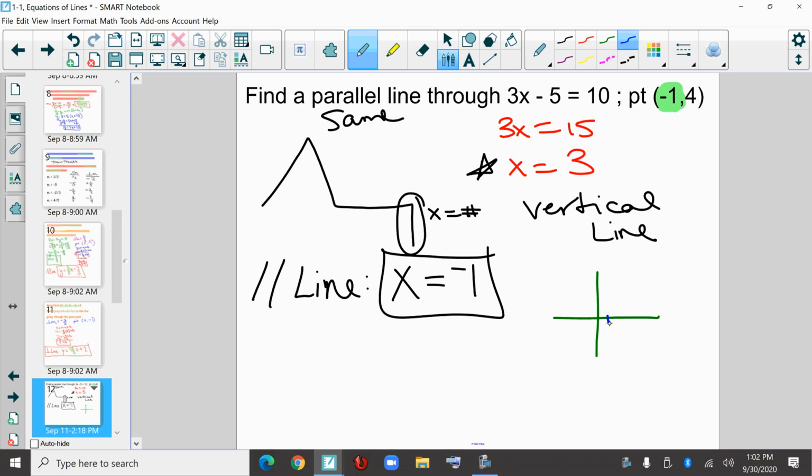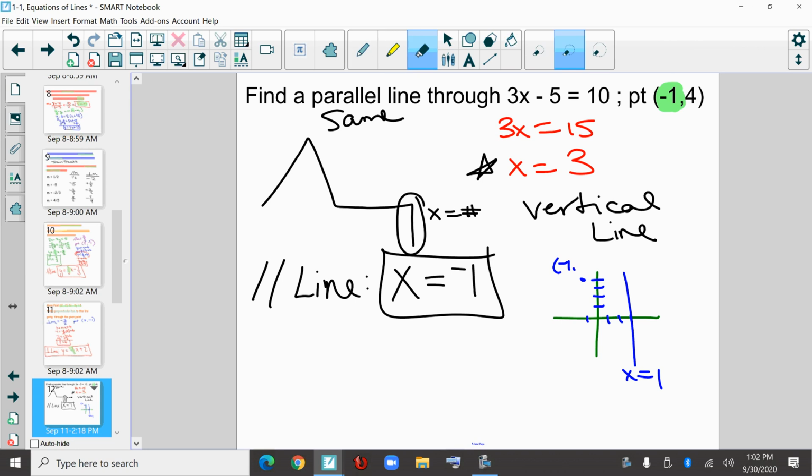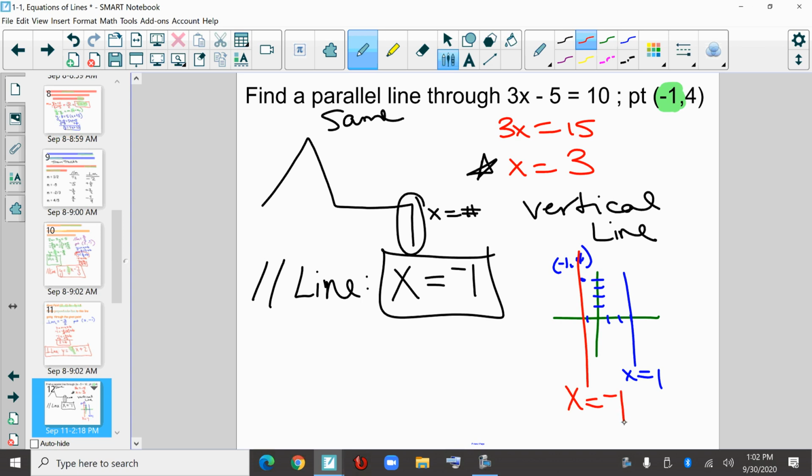If we were to graph x = 3, there it is. If we were to graph the ordered pair (-1, 4), (-1, 4) puts me right here. And guess what? What is parallel to a vertical line is another vertical line. So therefore, that has to be x = -1. I wrote 1 there, and I should have written 3. Okay? So you can see it visibly also whenever I graph it, how that all comes to play.